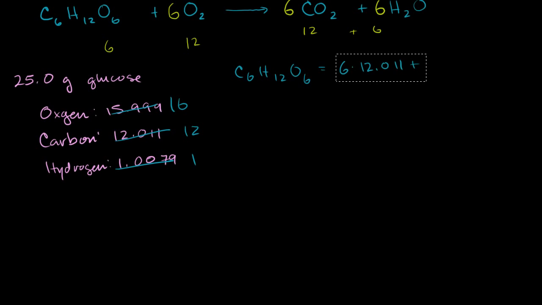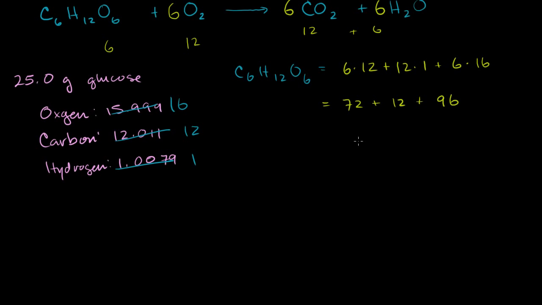Let me clear this. So the atomic weight of glucose is 6 times the atomic weight of carbon, 6 times 12. 6 times 12, plus 12 times the atomic weight of hydrogen, 12 times 1, just to be consistent, plus 6 times the atomic weight of oxygen, 6 times 16. So what is this? This is equal to 72 plus 12 plus 6 times 16 is 60. 60 plus 36, it's 96.